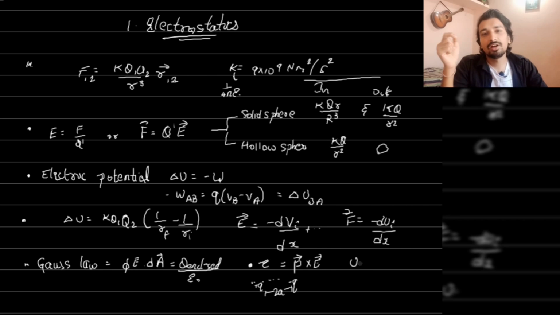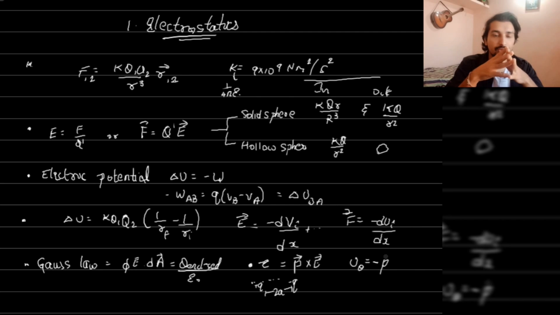And the potential energy of the dipole will be minus P dot E. Minus P dot E means minus P E cos theta, because dot product means cos theta, you know that. So that's it for electrostatics. It's a very small chapter, so we learned all these things.